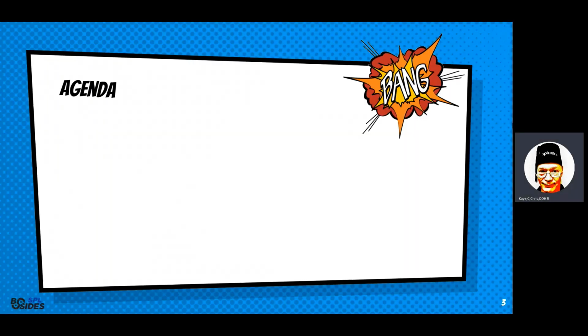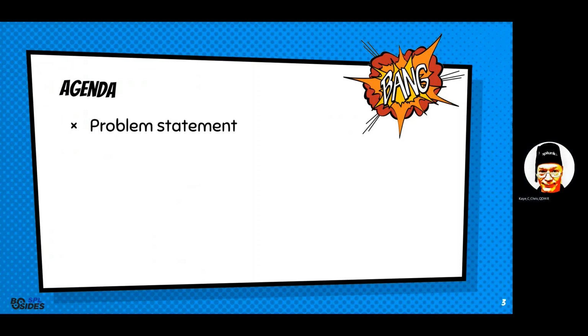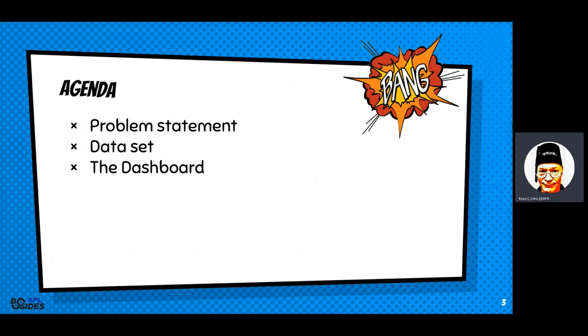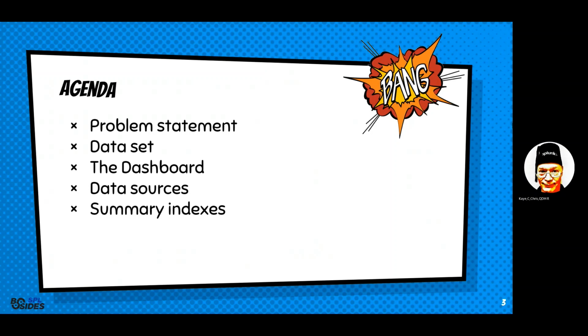The agenda for today is going to be a description of the problem. What is the issue I am trying to solve? A view of the dataset I'll be using and how I've created it. The dashboard used to visualize the example. The data sources configured for the dashboard. How we can use summary indexes to improve the performance of the dashboard.